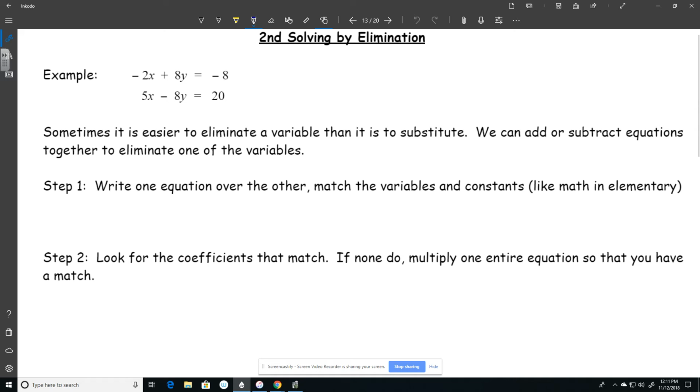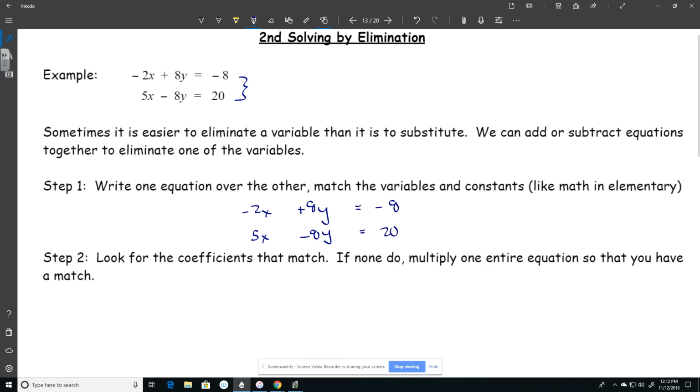So I have these two equations, and I need to solve this system. So step one, rather than substituting, because solving for x or y is not going to leave me with a very nice number, I'm going to write one equation over the top of the other and make sure that my variables and the constants are the same. In other words, if I have negative 2x on top and then 8y, and then that equals a negative 8, I'm going to write the other equation underneath it, but I want my x's, y's, and constants in the same place. So my 5x is going to go here, my negative 8y is going here, and my 20 is going to go on this side.